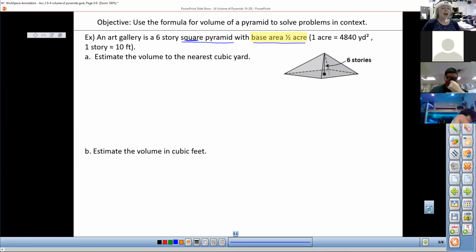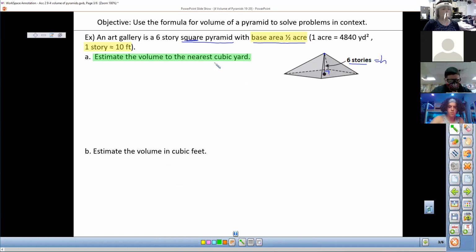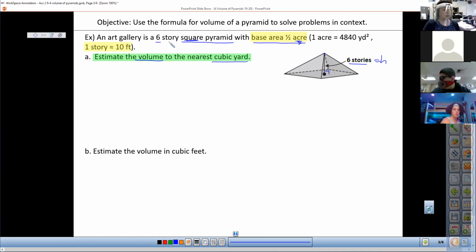We also know that the height, and we can see it goes from the apex, here's our right angle, is 6 stories. That's our height. That's not a standard measurement. Stories here, we're told, are about 10 feet each. So we are supposed to figure out what is the volume of this art gallery to the nearest cubic yard? And we go, what? We want cubic yards for our volume. Yet we know a base area is in acres and a height that is in stories.